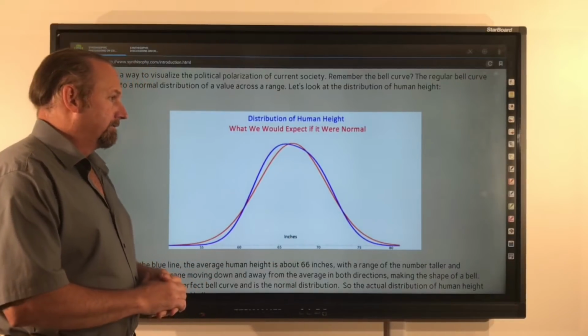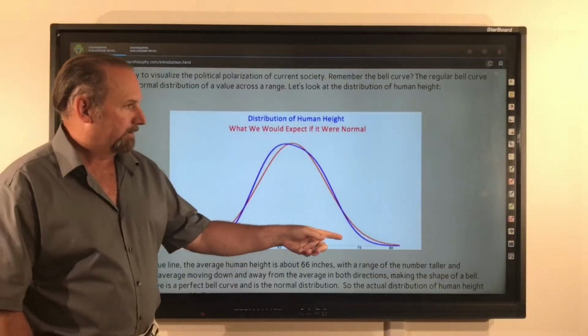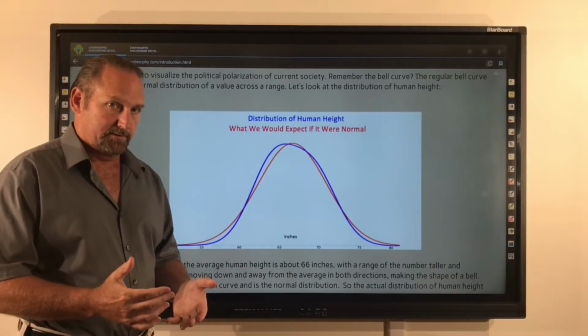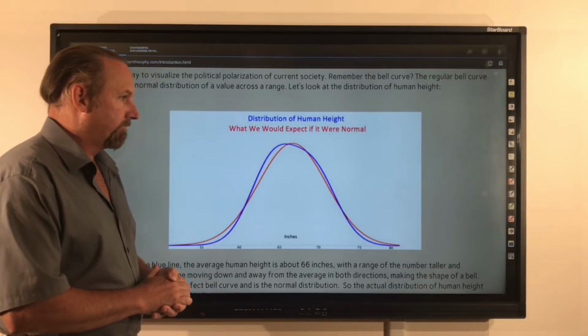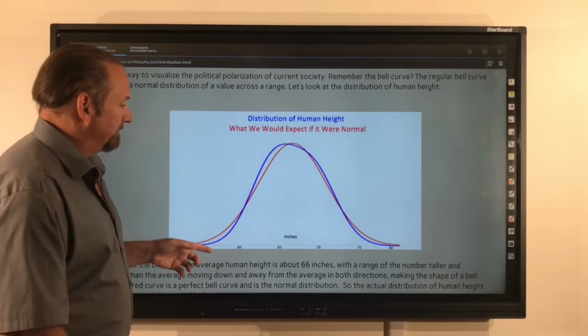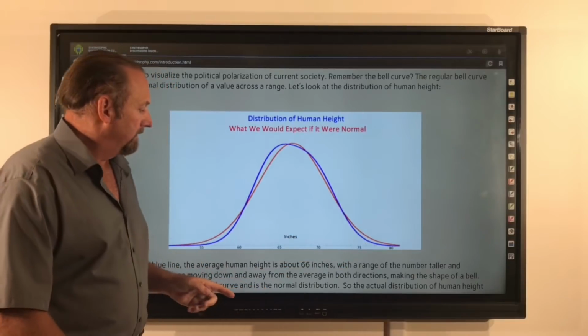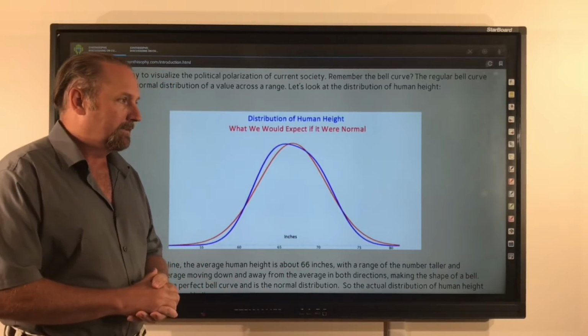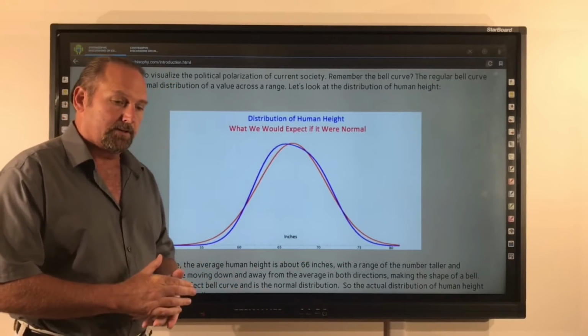Note that the red curve is a perfect bell curve and is the normal distribution. And as we can see, the actual distribution of human height is quite close to the normal bell curve.